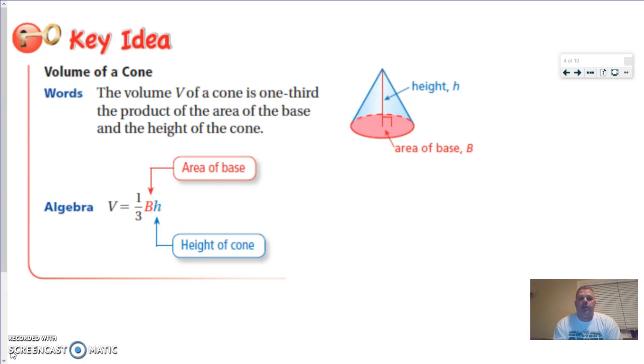Today is very similar in that the volume of a cone is 1/3 the product of the area of the base and the height of the cone. So our formula for this is volume equals 1/3 the area of the base times the height. Again, the area of the base is a circle, so we will go pi r squared h times 1/3, or divided by 3.